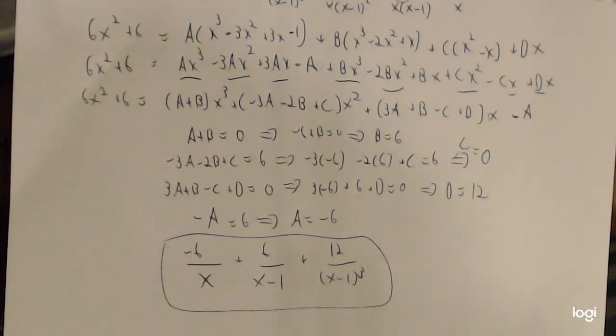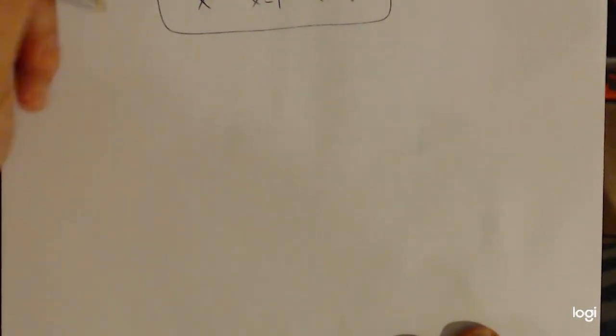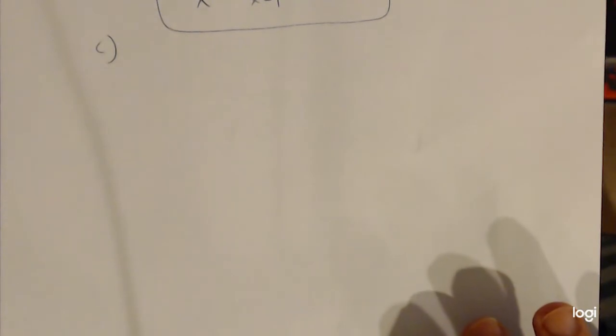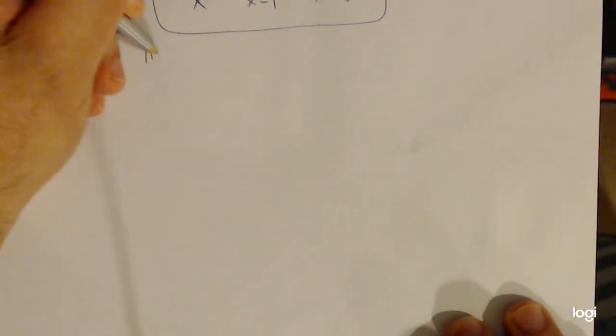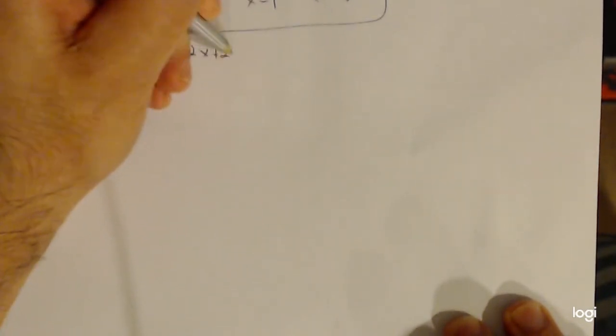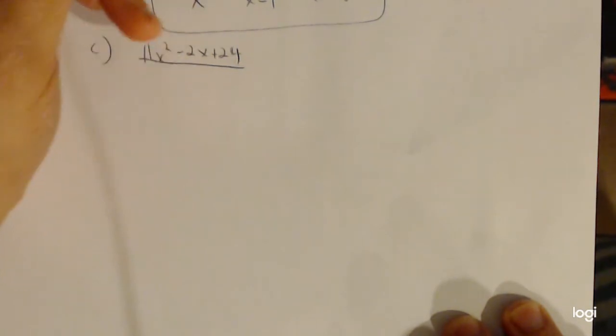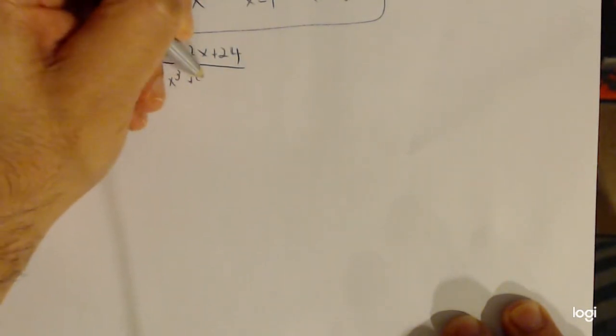Okay? So let's look at one more partial fraction problem, and then we'll do one final example, and that'll wrap this up. So for part C, we're going to say this is 11x squared minus 2x plus 24 over x cubed plus 4x.